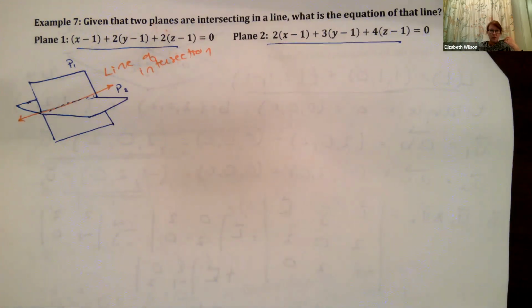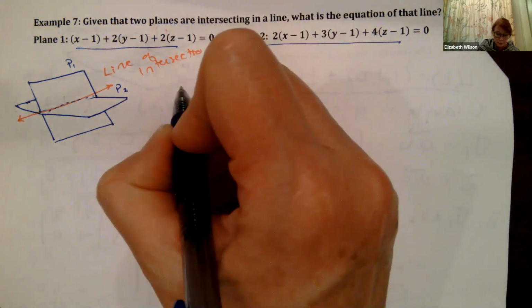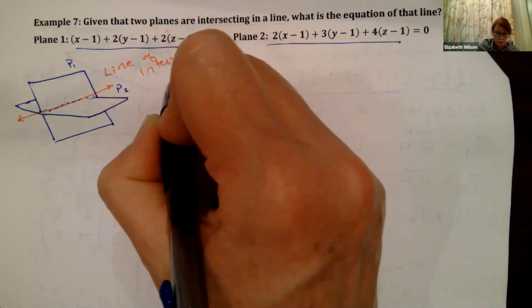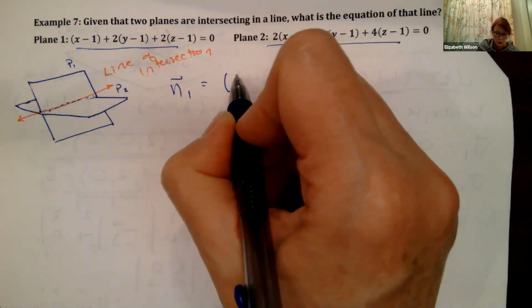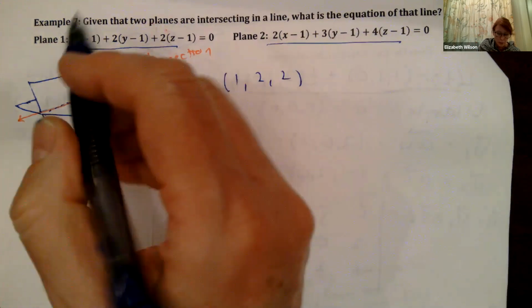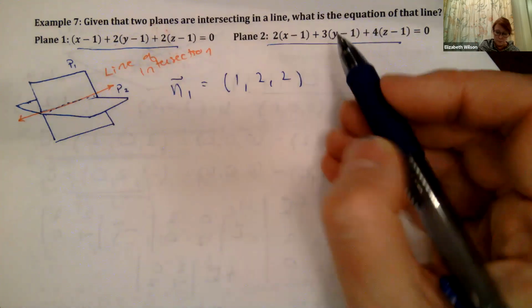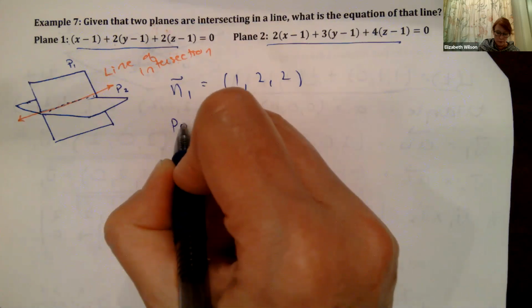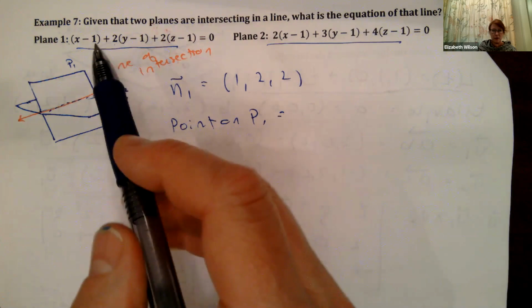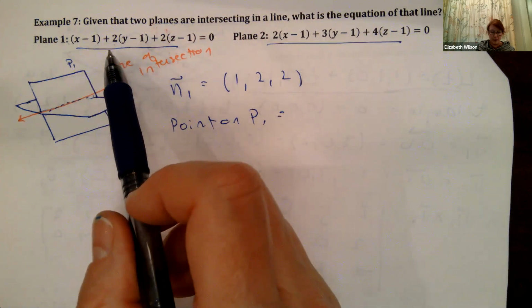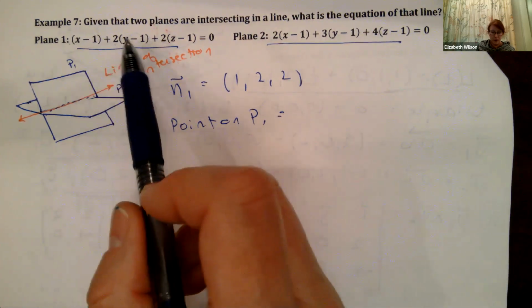So there's a bunch of things I'm going to strip out of here so I can compare what's happening. First off, my normal for plane 1 is the coefficients of my x, y, and z. So it's going to be 1, 2, and 2, right? So I pull out 1, 2, and 2. And then a point on plane 1. This is written in our generic form for planes. So I have a point here, I can just pull this out.